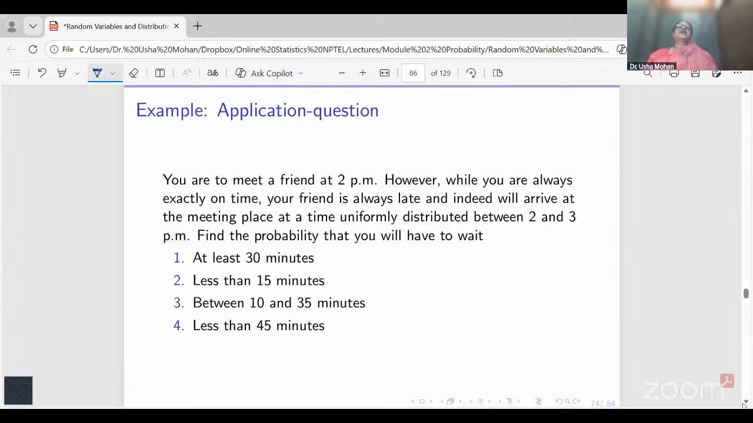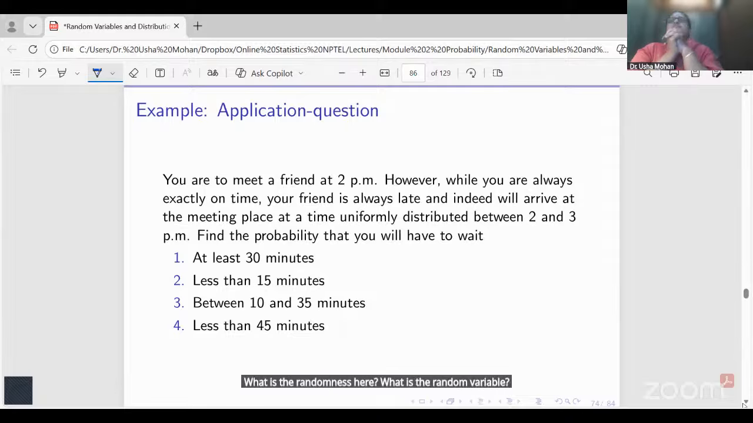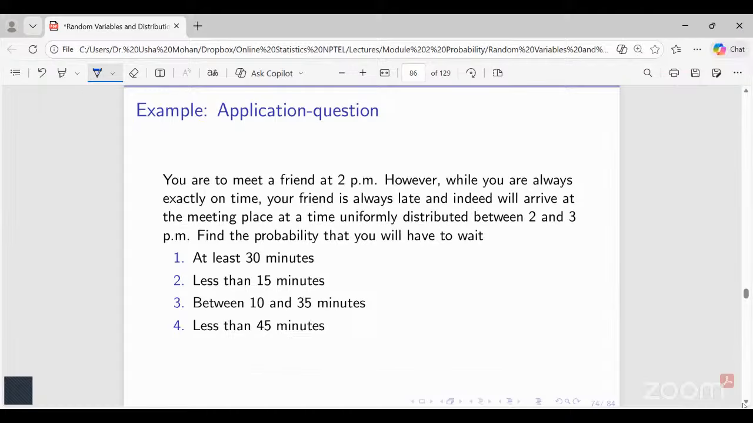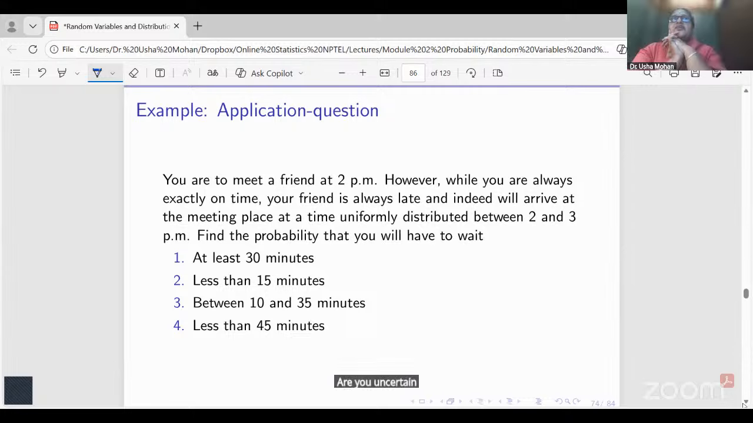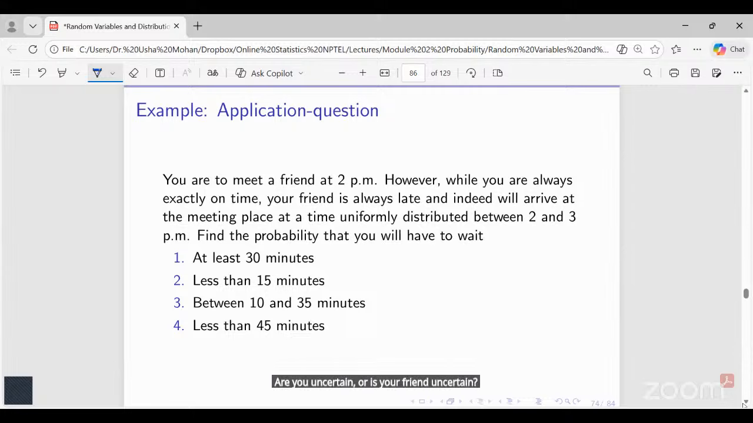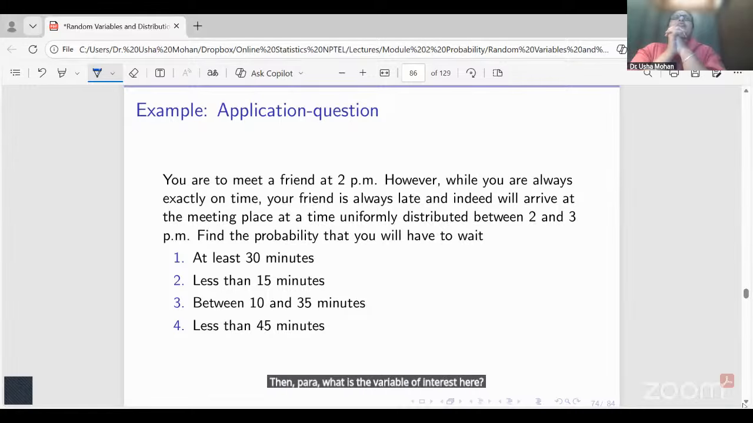What is the randomness here? What is the random variable? What is the uncertainty that you have in this problem? Are you uncertain or is your friend uncertain? Friend is uncertain. So what is the variable of interest here? The time you have to wait. Is that right? Yes, ma'am.